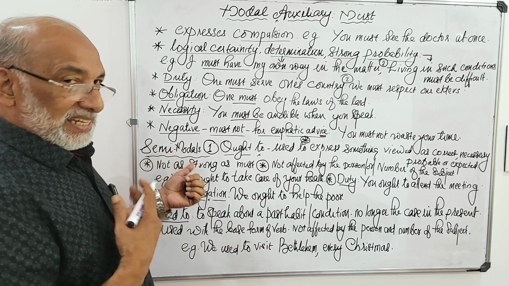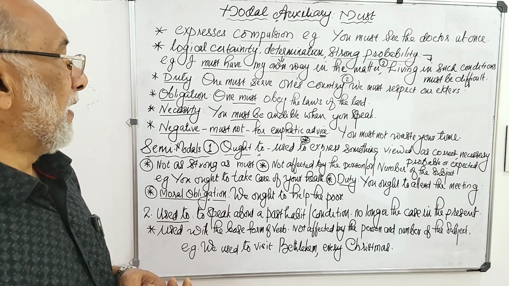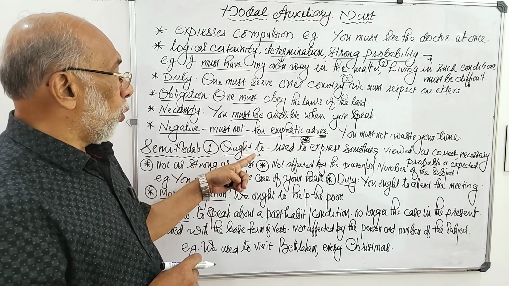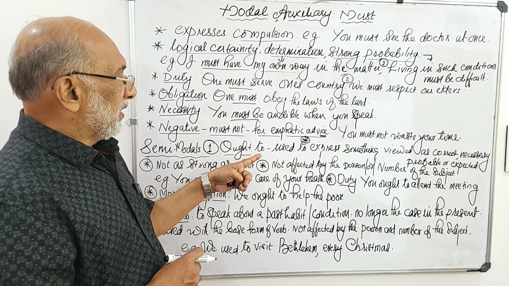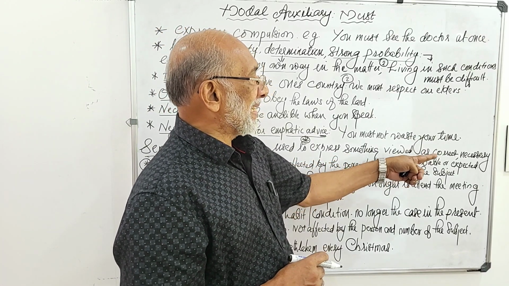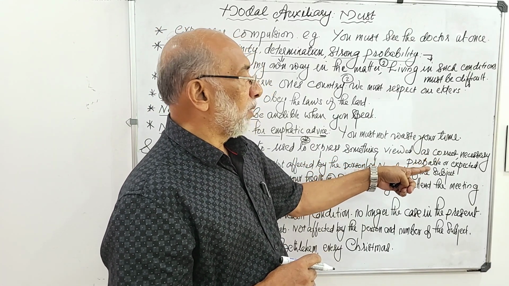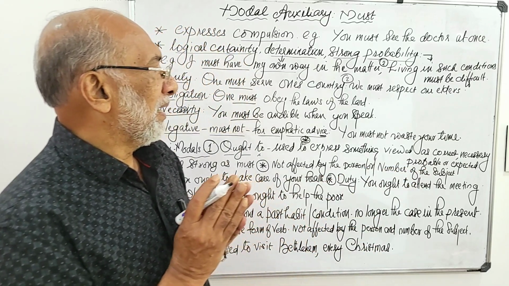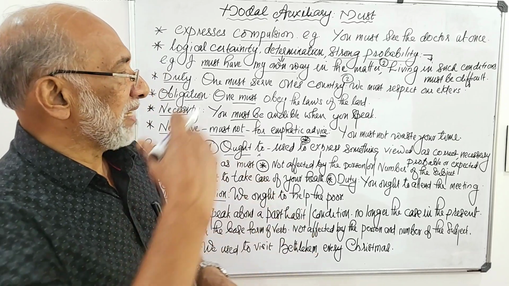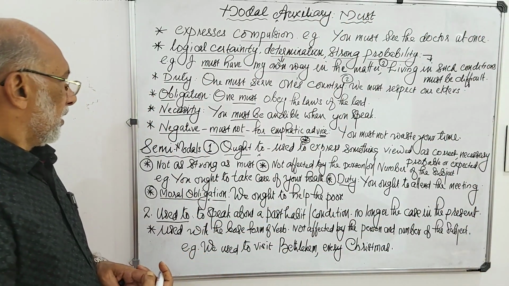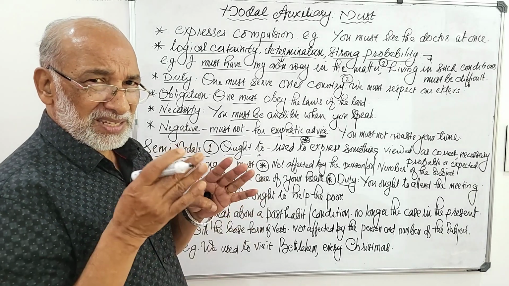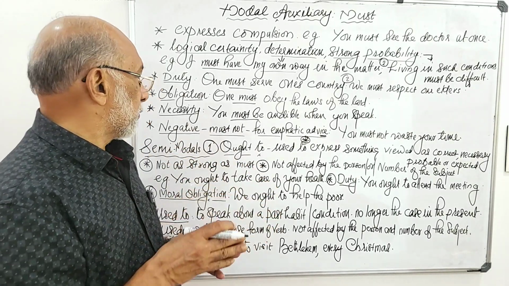Then, let's come to the semi-modals now. Okay, semi-modals, first let's consider ought to. Ought to is used to express something viewed as correct, necessary, probable or expected. Correct behavior, something probable or something that is expected of people. And it is not as strong as must. Must is comparatively a stronger expression.